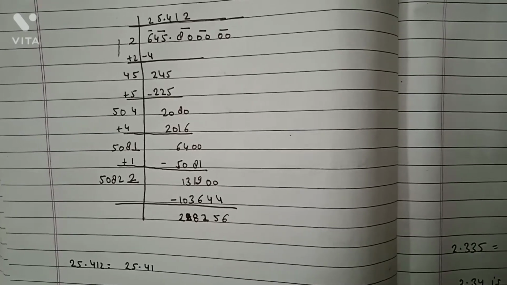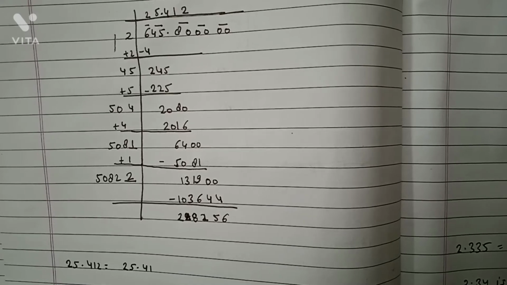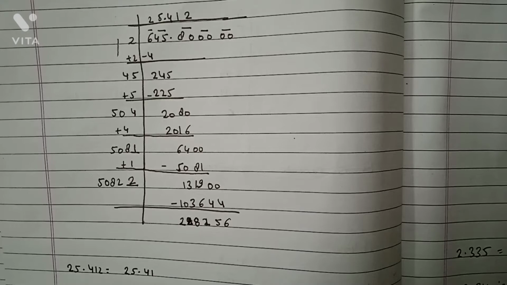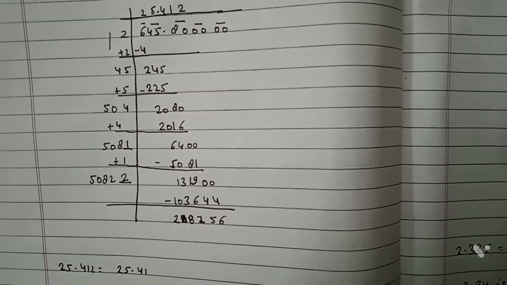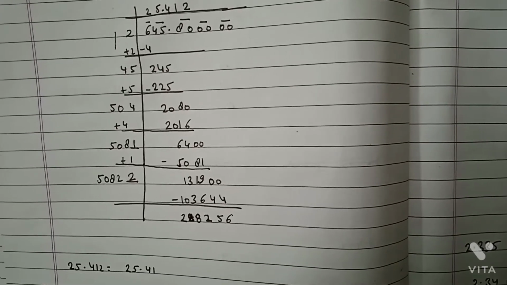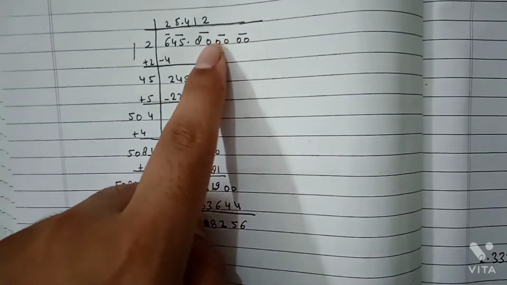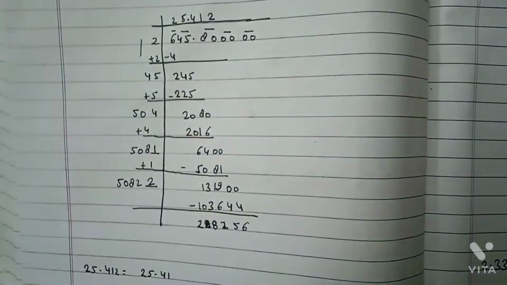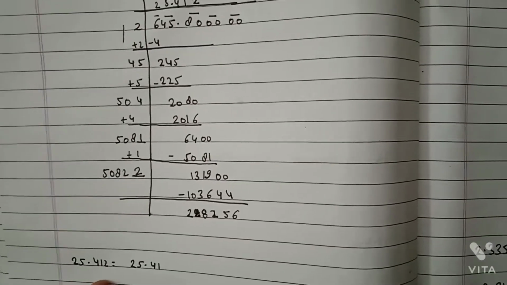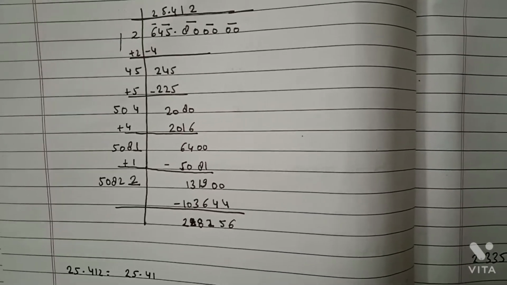1319. Again the pair comes down, 00. 5082 into 2 equals to 10164 and the remainder left is 28256. So as there are 3 pairs, after 3 places we have to put the decimal, and here we have done the rounding off. So 25.412 is 25.41.